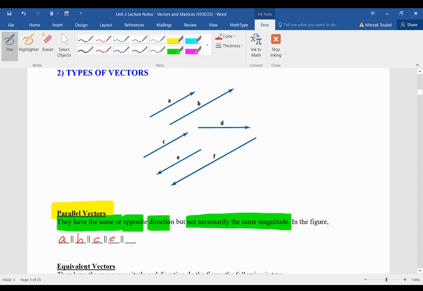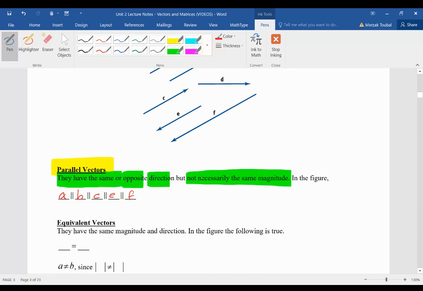Vector F is also parallel. And all these vectors are parallel to each other. So vector C is parallel to E, and C to F, and E to F, and so on, and B to C, and B to E, and B to F. So all these vectors are parallel to each other. All right, so that's parallel vectors. Now let's talk about equivalent vectors.